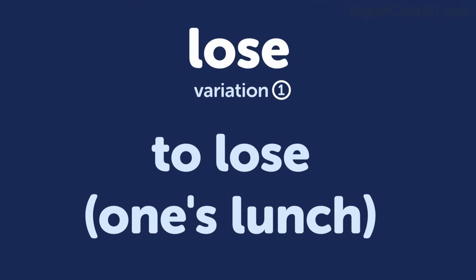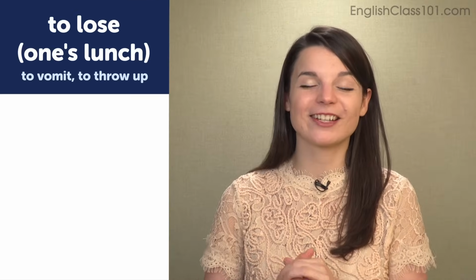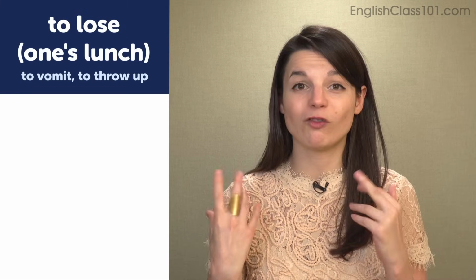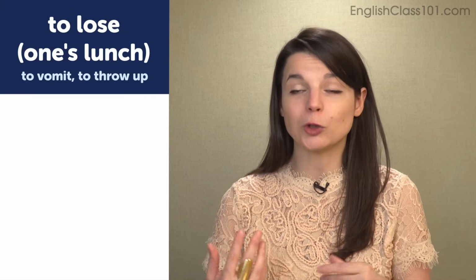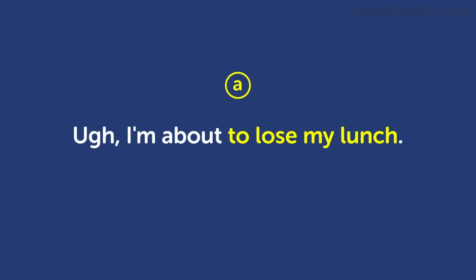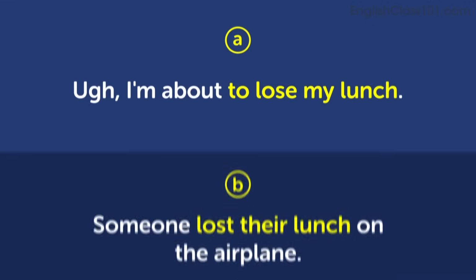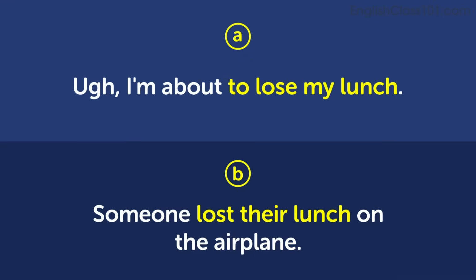Let's go on to some variations of this verb then. All right. First variation. The first variation is to lose one's lunch. This is an expression we use that means to vomit, to throw up. Examples of this. Ugh, I'm about to lose my lunch. And someone lost their lunch on the airplane.